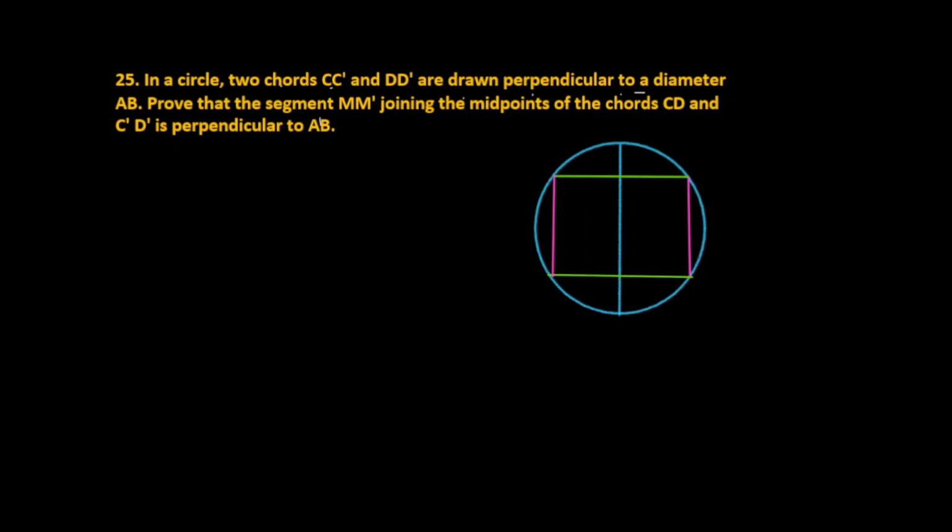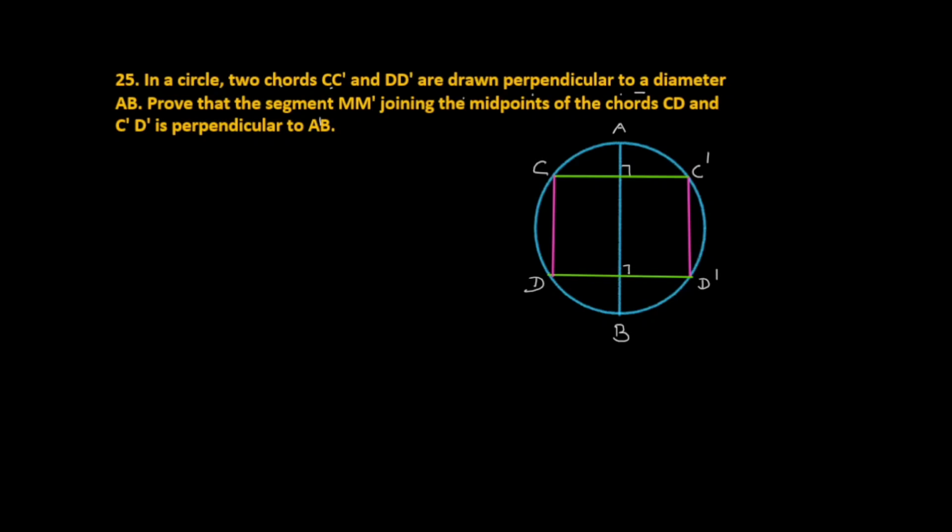25th question. In a circle, two chords CC dash and DD dash are drawn perpendicular to the diameter AB. Prove that the segment MM dash joining the midpoints of the chords CD and C dash D dash is perpendicular to AB. Here, take this as the diameter AB, and given CC dash is perpendicular to AB, and DD dash is perpendicular to AB. So both are perpendicular to AB.